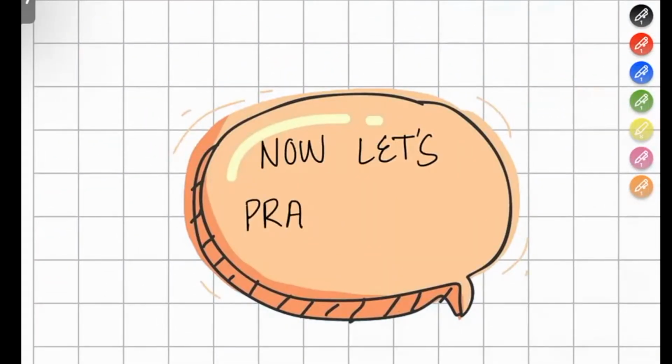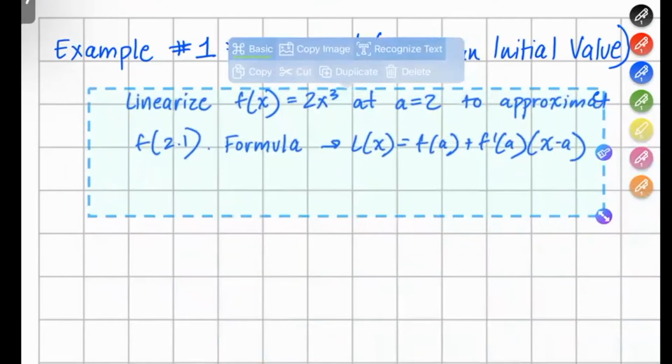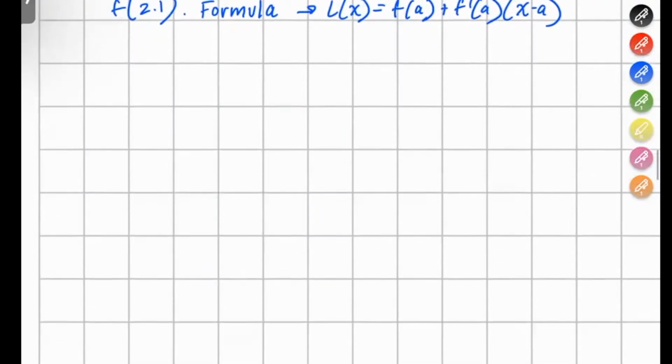We will now be looking at practice problems. In our first problem, we will linearize the function f(x) equals 2x cubed at a equals 2 to approximate f(2.1) using the formula that we just went over.